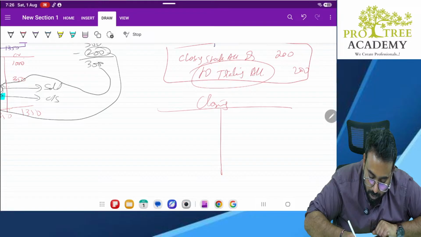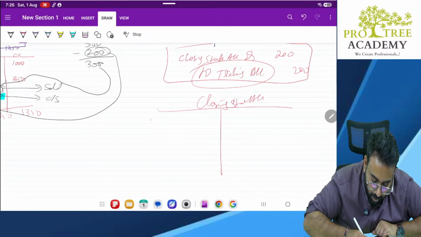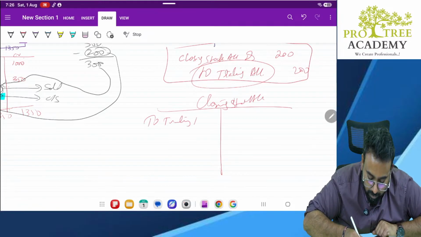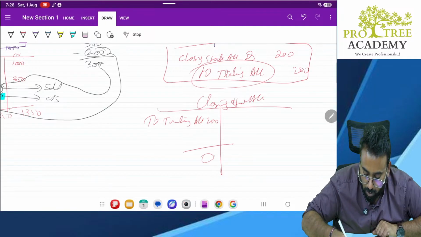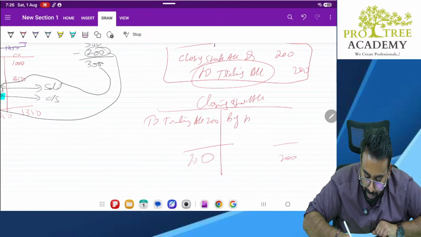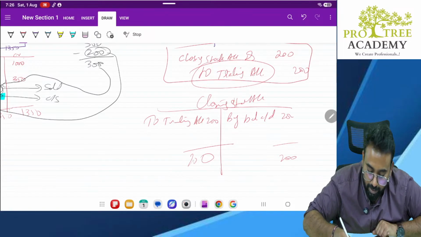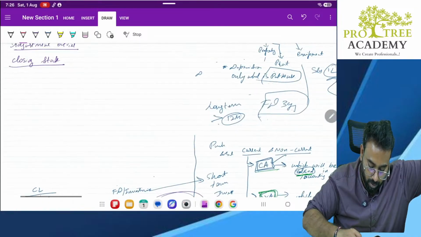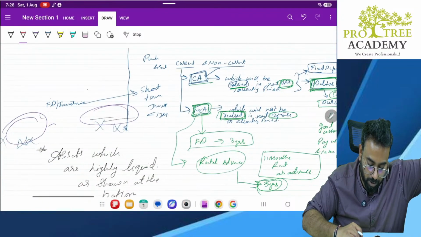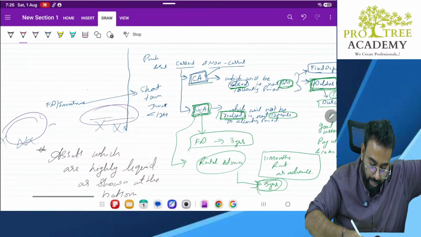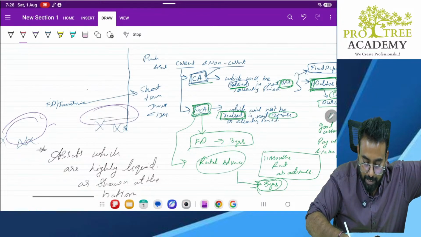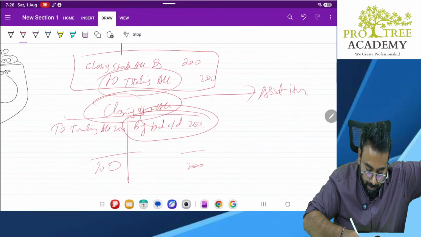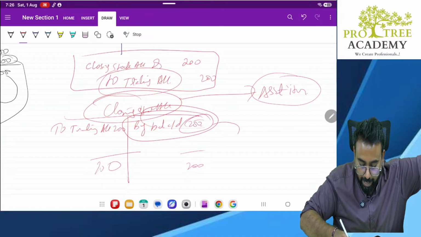What will happen in the closing stock account? Simple, sir. To trading account 200, closing, by balance carry it down 200. We have to show this closing stock in the balance sheet also, correct or no? If you remember, I have erased the closing stock, but it needs to be shown in the balance sheet, correct or no? It is an asset item. An asset item will always have a balance, which will be carried forward.